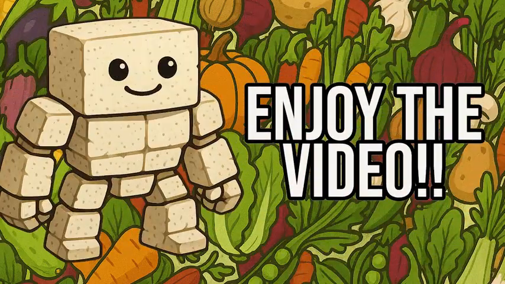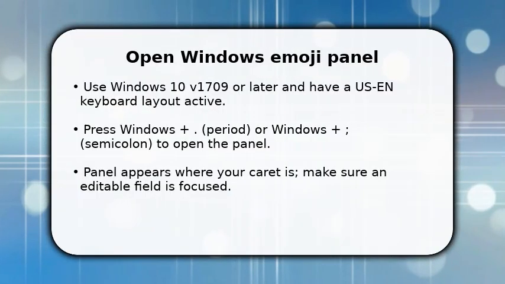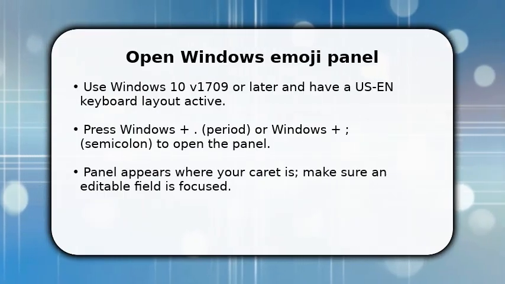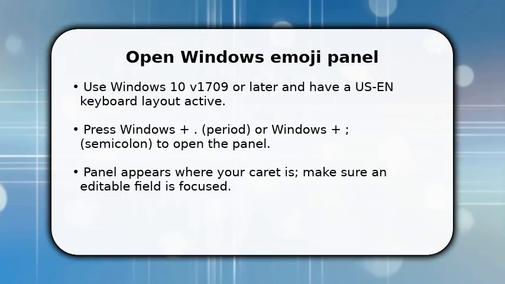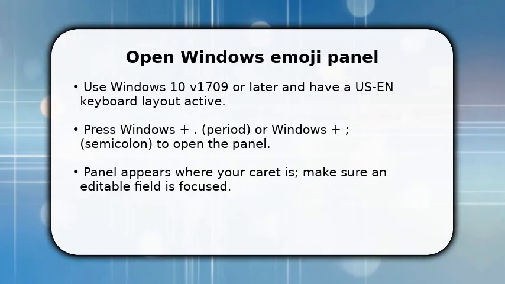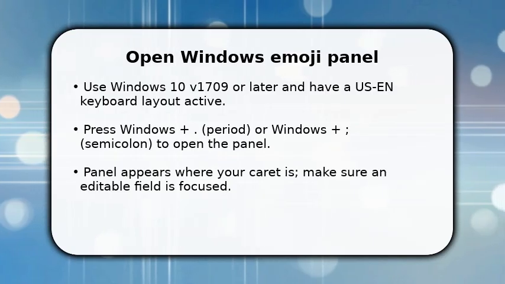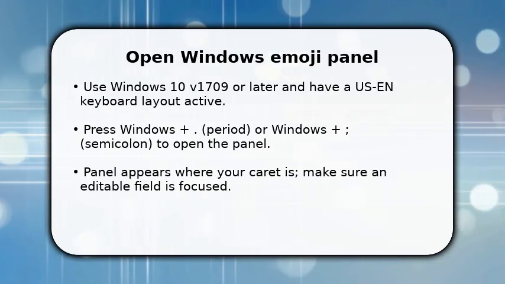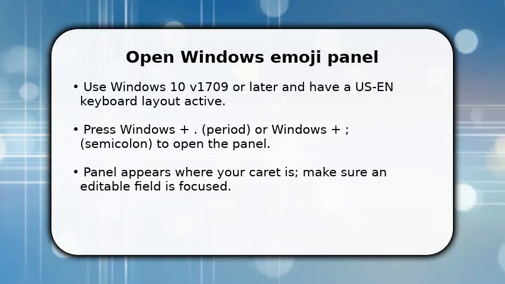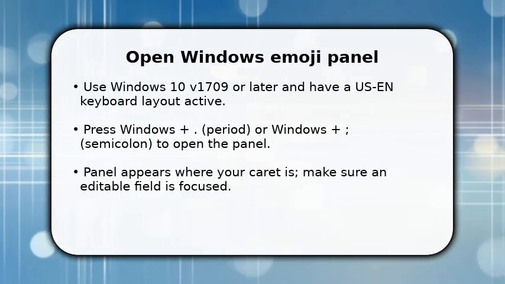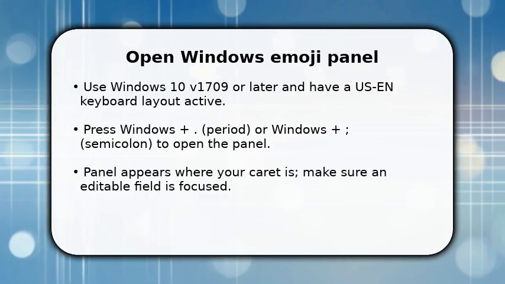Please enjoy the video. You start by launching the emoji panel immediately. Press Windows plus period or Windows plus semicolon while your cursor is in a text field. You need a recent Windows 10 build and a focused editable app, mail, chat, or document so the panel can paste. Once it opens, notice categories across the top and the recent list. This gives you quick access.